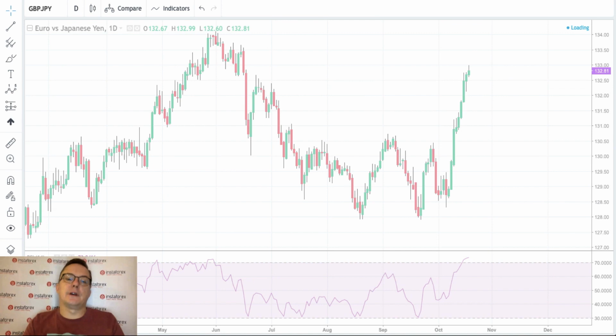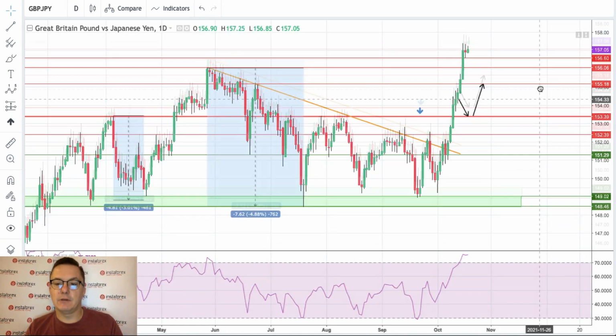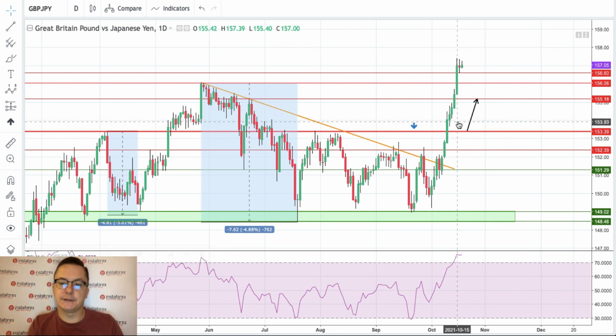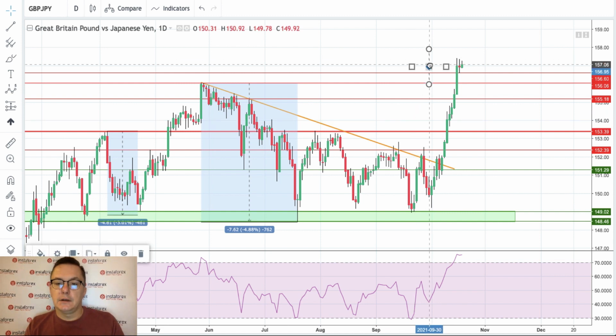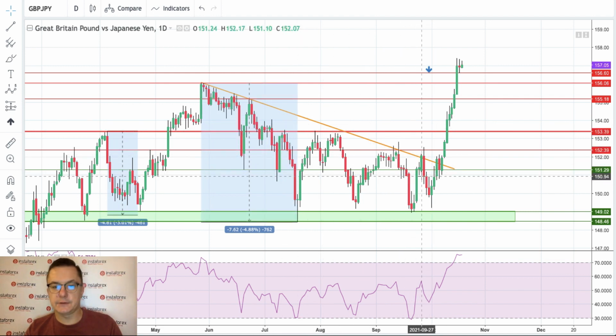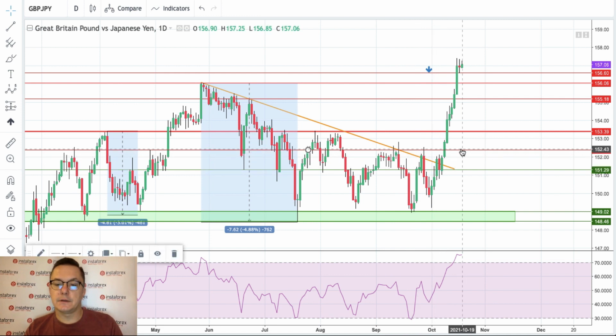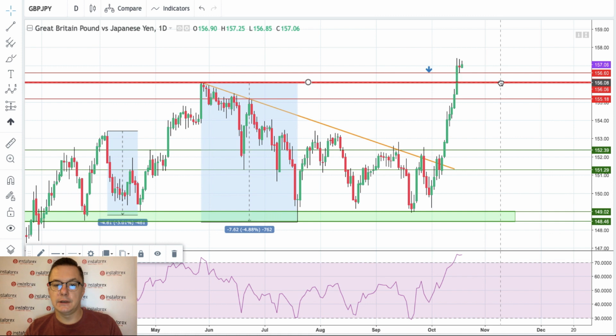What is going on with the pound to the Japanese yen? And the scenario is quite the same. What we have is a breakout out of this corrective move to the downside. We break through the short-term trend line, this orange in color. We break through key technical resistance.